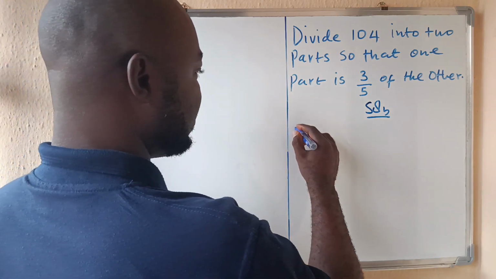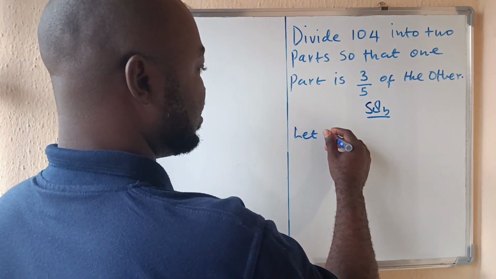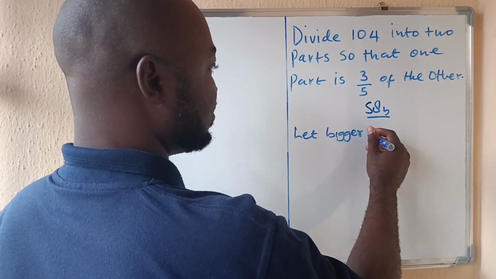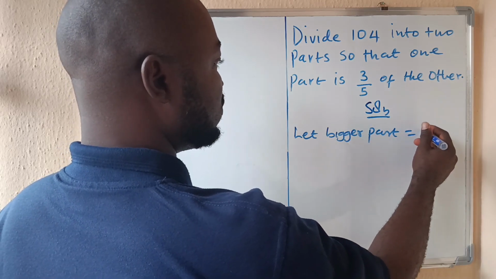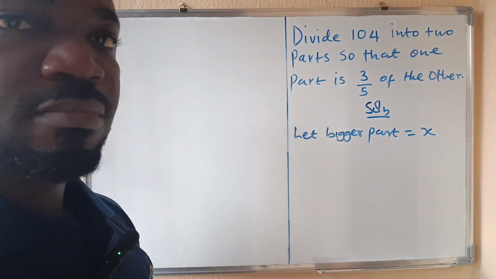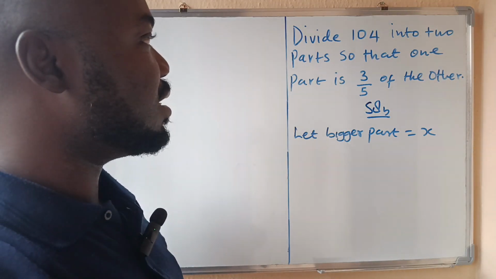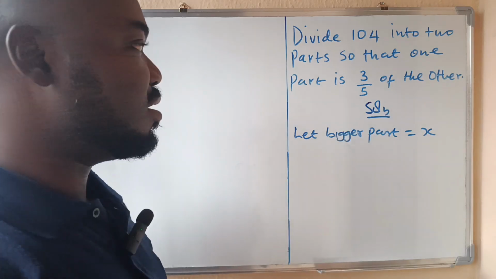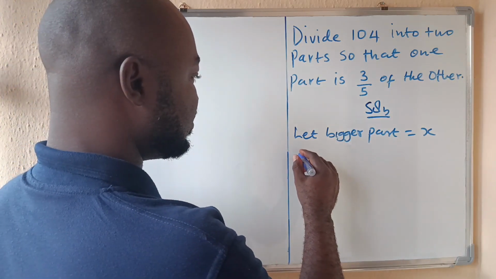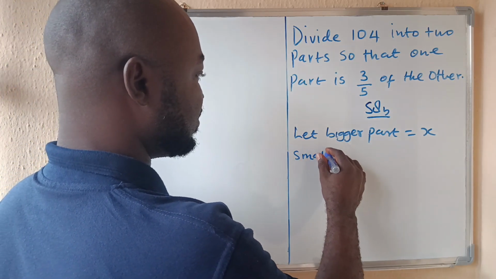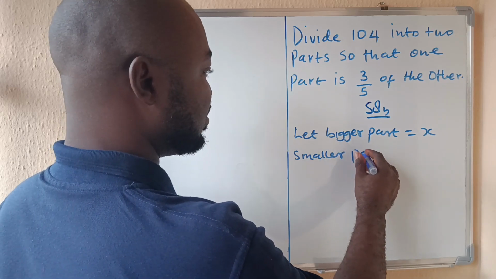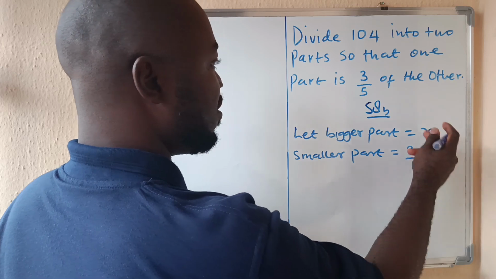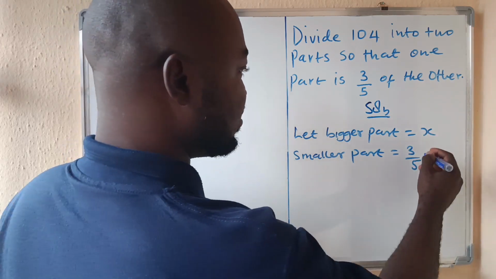Now, there are two parts, the main part and the fractional part. So let the bigger part, which is the main part, be equal to x. And then the question says that a part of it is 3/5. So let the smaller part, or the fractional part, be 3/5 of the main part, which is x.